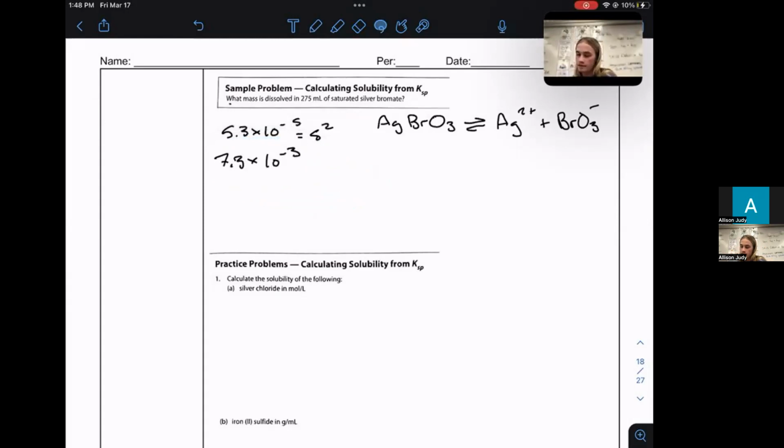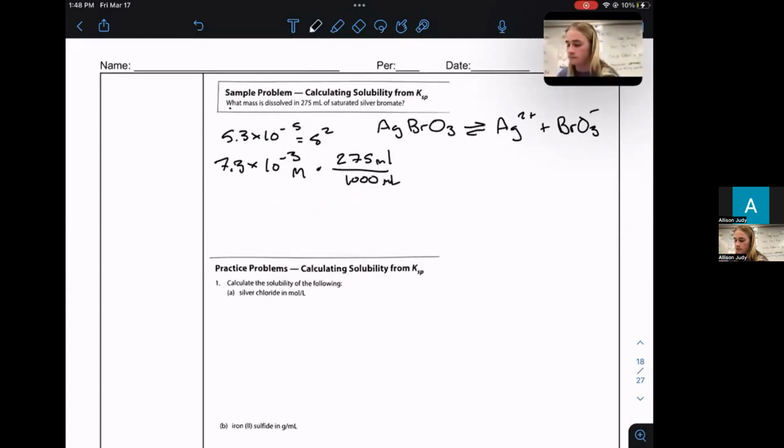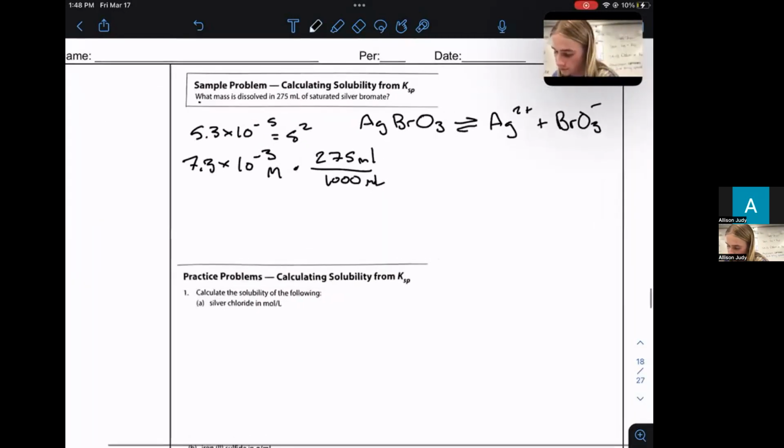Now that we have that, that's telling us how many moles of silver bromate dissolve in 1 liter of water. We can take this as a molarity, throw in our units because those are helpful, and multiply it by 275 milliliters out of 1,000 milliliters being 1 liter. Basically, that's what fraction of a liter we have here. That's going to give us the number of moles. Then we're going to multiply it by the molar mass of silver bromate, which you could theoretically calculate, but I'm just going to Google it.